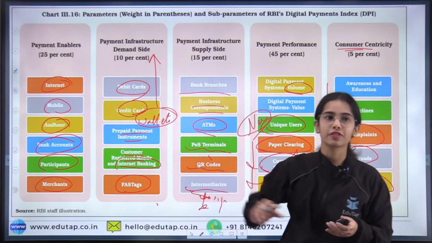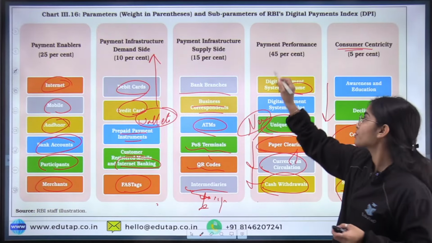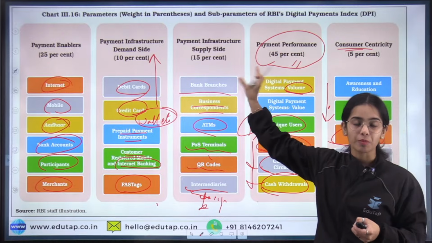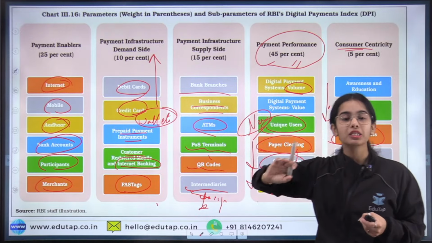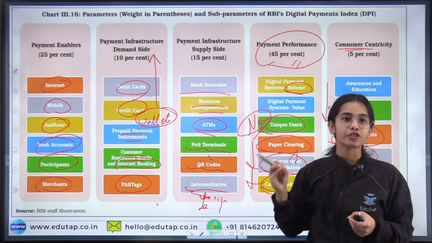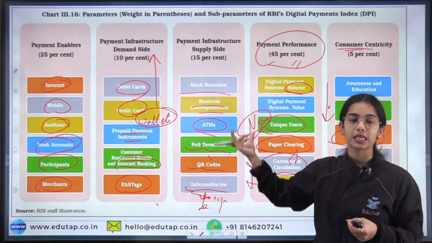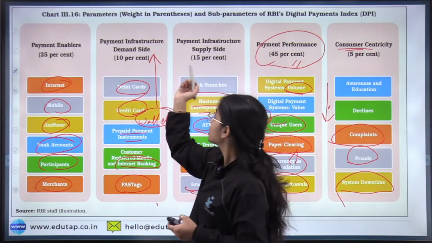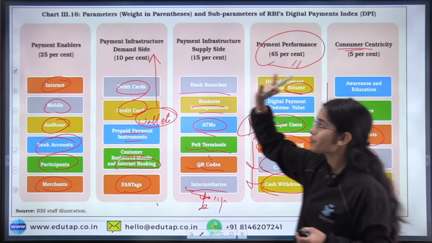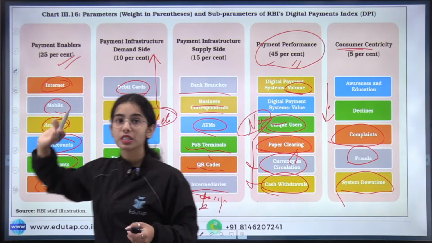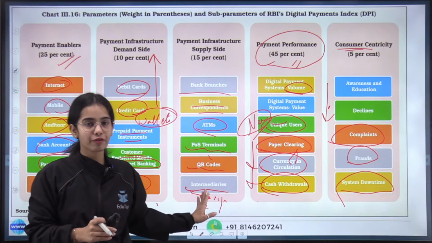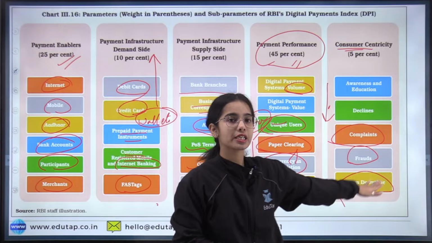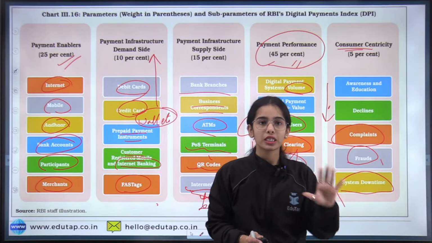Now there is the weightage that is given to the parameters. The highest weightage is given to payment performance. 45% of weightage is given to the payment performance, that if the payment performance is improving, that means the deepening and the penetration of the digital payments are increasing, because unique users are increasing, volume and value of digital payment is increasing, cash withdrawals are decreasing. Next highest weightage is given to the payment enablers, that is 25%. Then the third highest weightage is given to payment infrastructure supply side, then to the payment infrastructure demand side, and at last the least weightage is given to the consumer centricity, okay. So this is the idea.